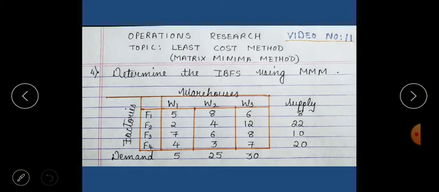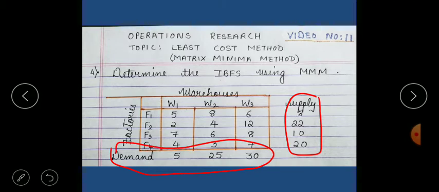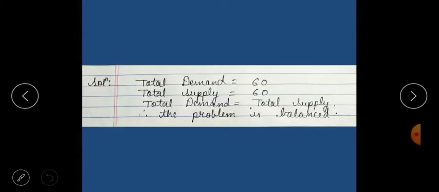So how do you check whether the given problem is balanced or not? You have to add up all the supply sources, and you have to add up the total demand. If the total of supply is equal to the total of demand, then we say that the given problem is balanced. If it is not, then we have to balance it. How to balance it, we are going to see in future problems. So let us see how to solve this and check whether it is balanced or not.